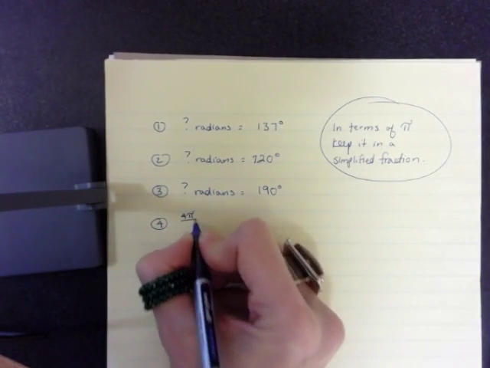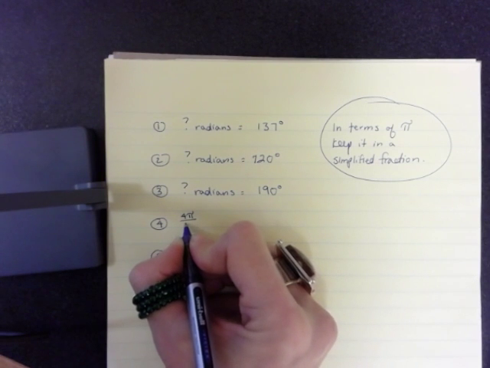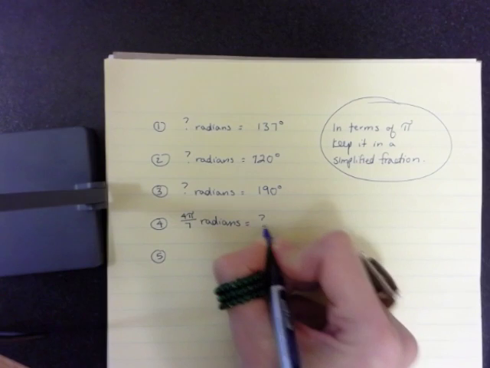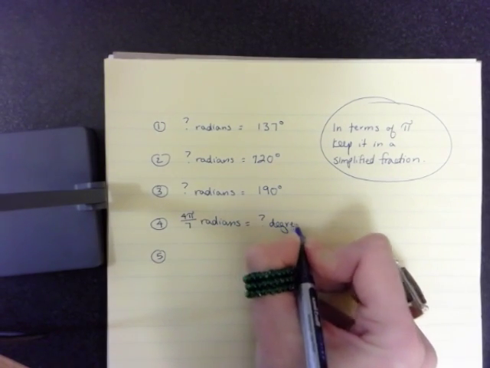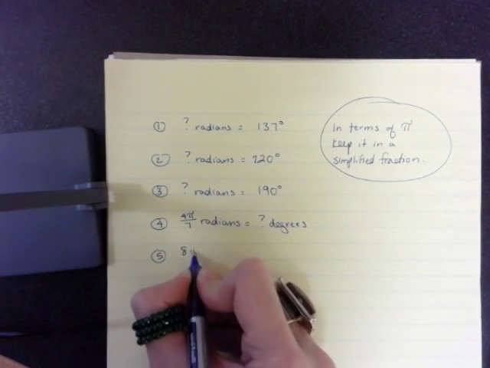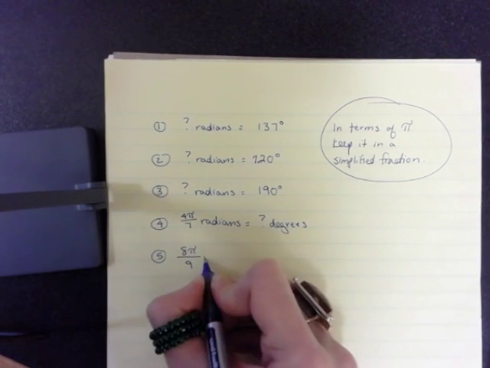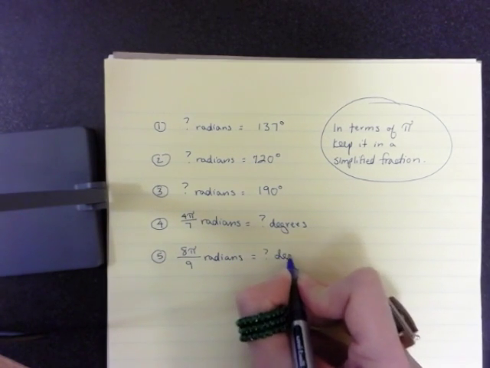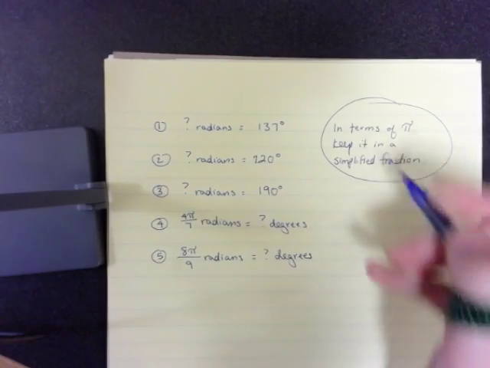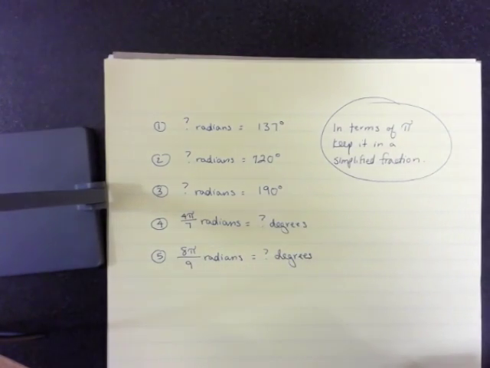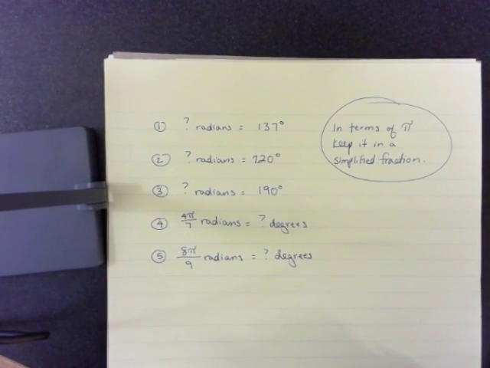And now we're going to mix it up. 4 pi over 7 radians equals how many degrees? And 8 pi over 9 radians equals how many degrees? And see if you can think about where these are going to fall before you actually do the math. Okay, see you tomorrow. Or actually, I'll see you Thursday.